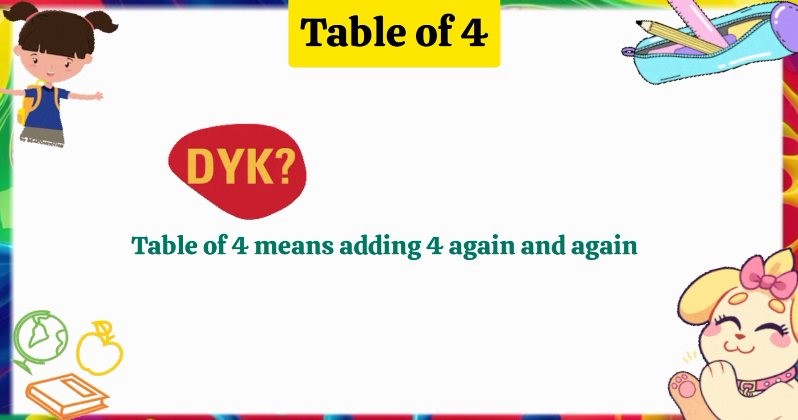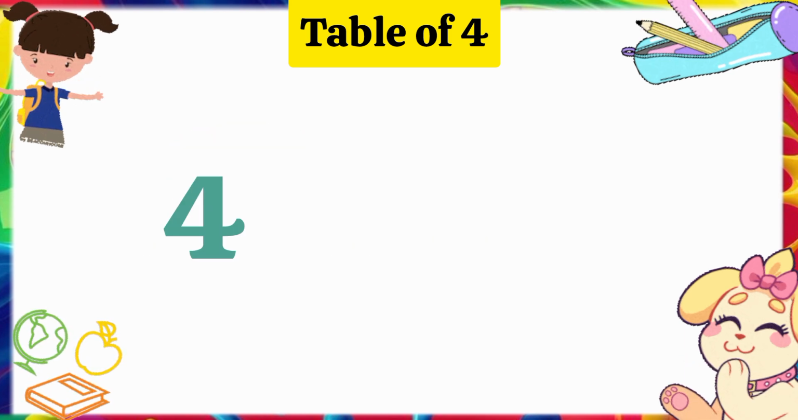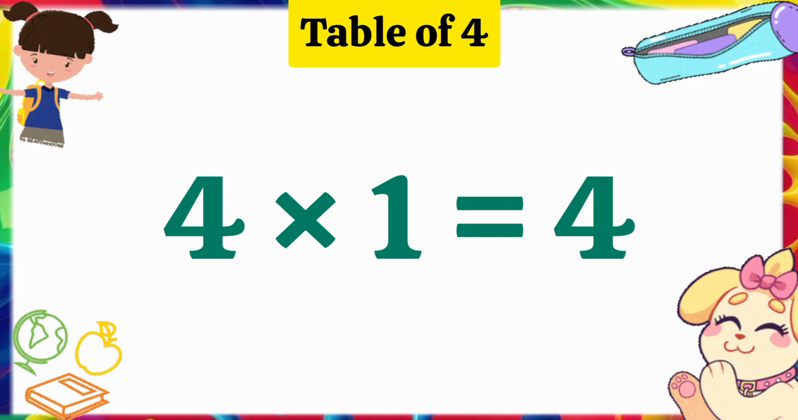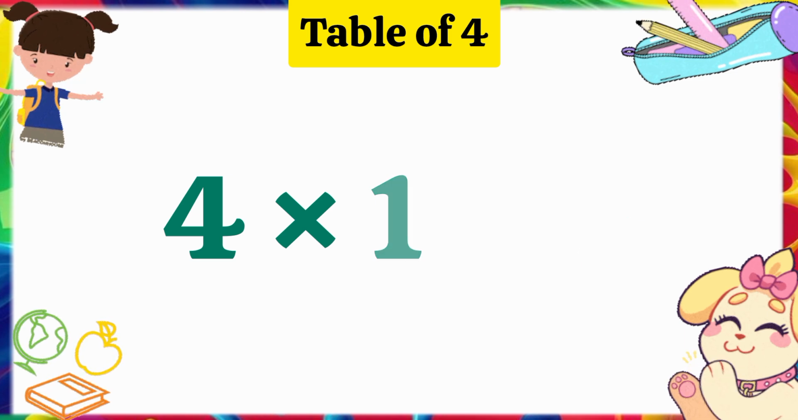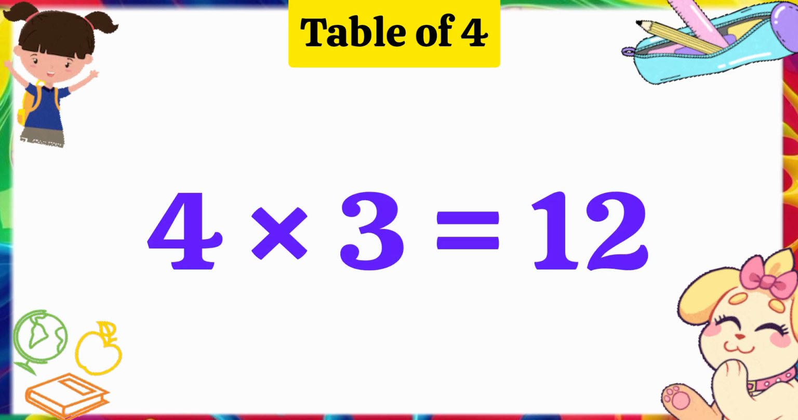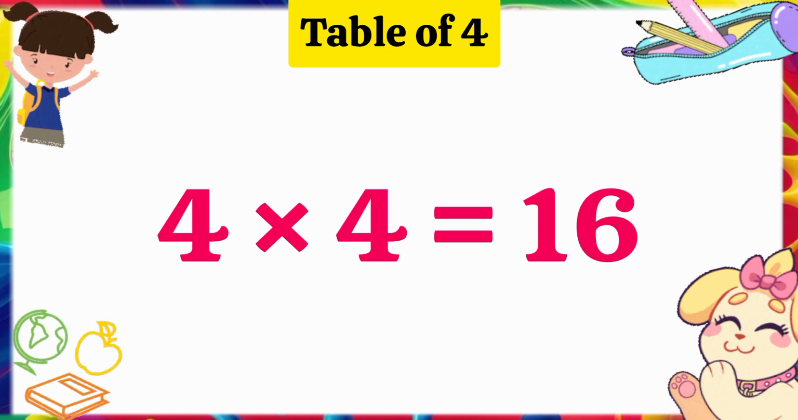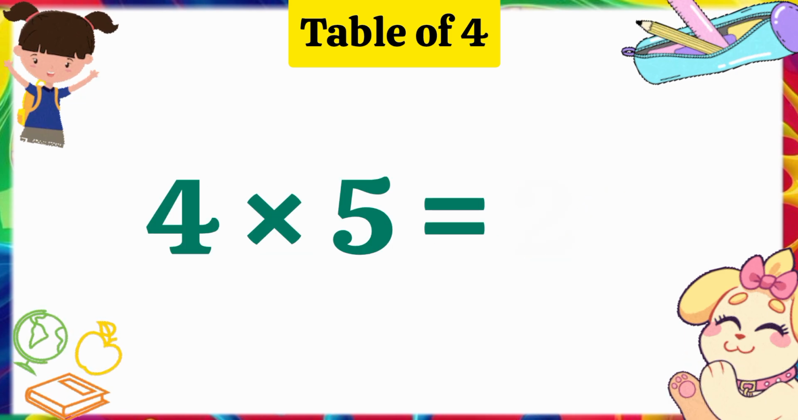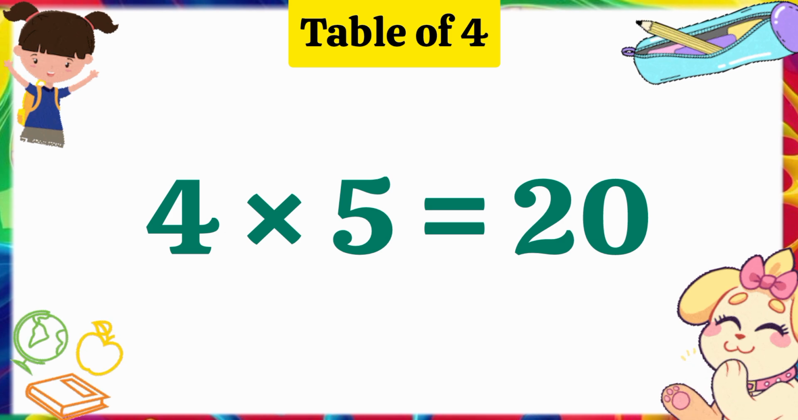Repeat after me loudly. 4 times 1 equals 4. 4 ones are 4. 4 times 2 equals 8. 4 twos are 8. 4 times 3 equals 12. 4 threes are 12. 4 times 4 equals 16. 4 fours are 16. 4 times 5 equals 20.